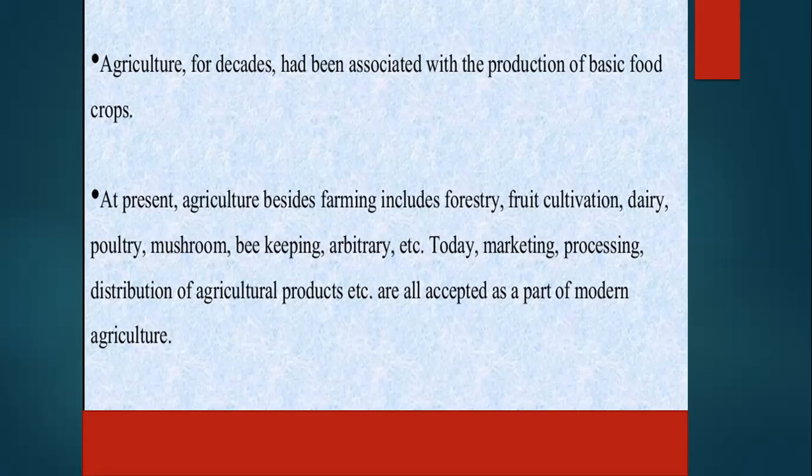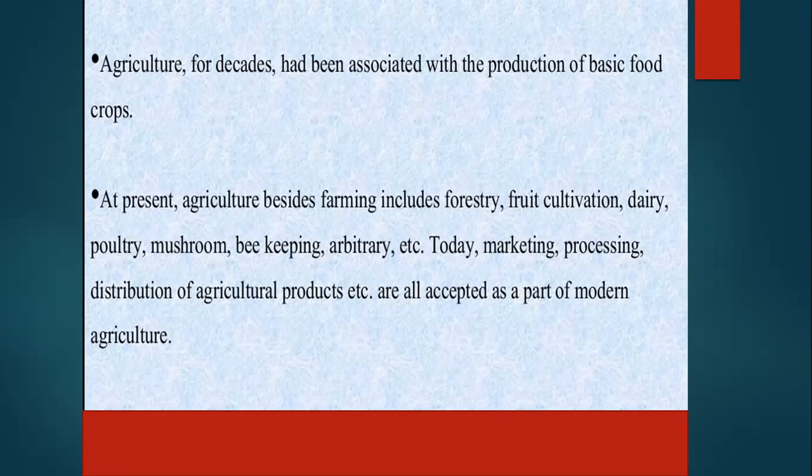Now at present, agriculture besides farming includes many more things as a part of modern agriculture. Forestry is there, food cultivation is there, dairy, poultry, beekeeping, etc. Today, marketing, processing, and distribution of agricultural products are all accepted as a part of modern agriculture. Earlier, we had only the traditional method of farming, but now we have modern methods of farming because as the population has increased, people's needs have increased. So modern methods are also used in agriculture.